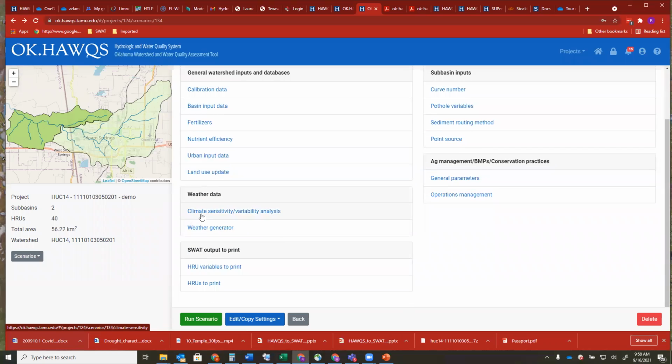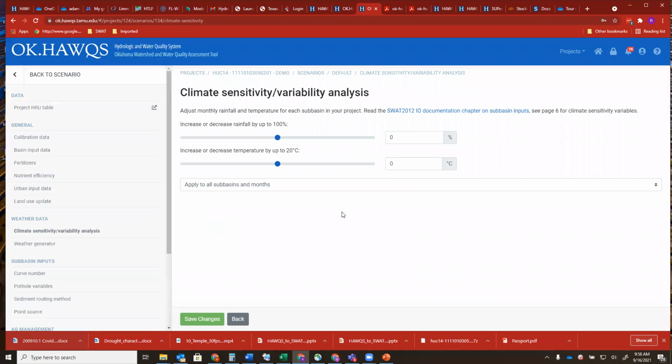Moving on, I also want to show you the climate sensitivity. This was developed some time ago, when climate change was not a commonly used term, so we didn't use climate change anywhere. I think we will keep it that way because who knows what will change next, but you can do climate change or climate sensitivity, climate variability, whatever you want to do. Let's say I want to run a scenario and change the rainfall by 10%, increase or decrease, for certain subbasins for certain months. You can do that.